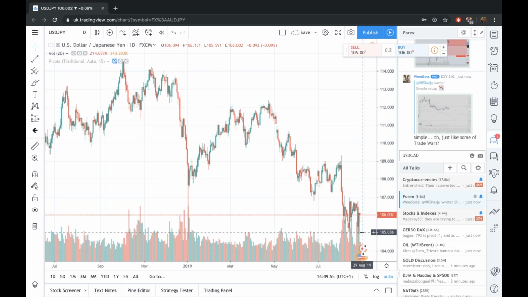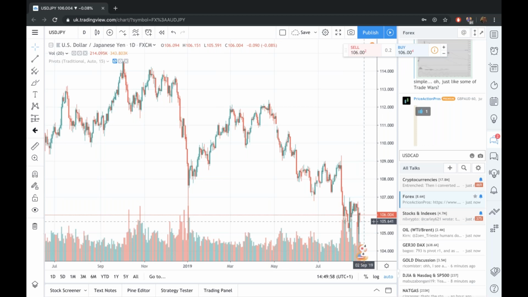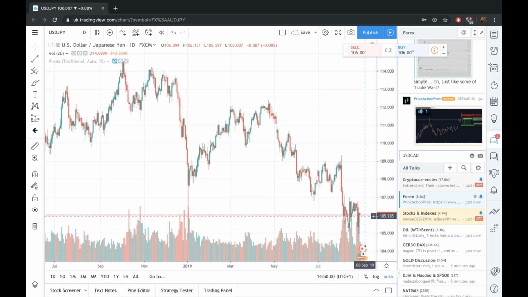So they want to protect their exporters because a high yen is very difficult for Japanese exporters. And you think, Japan exports a lot across the world. So they're trying to keep this level from getting too low on the US dollar Japanese yen pair. Okay, they don't want the Japanese yen getting so strong.